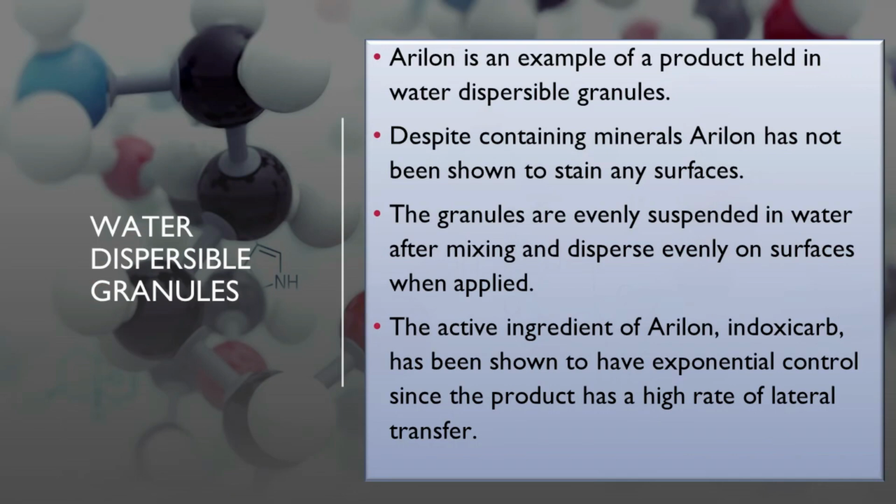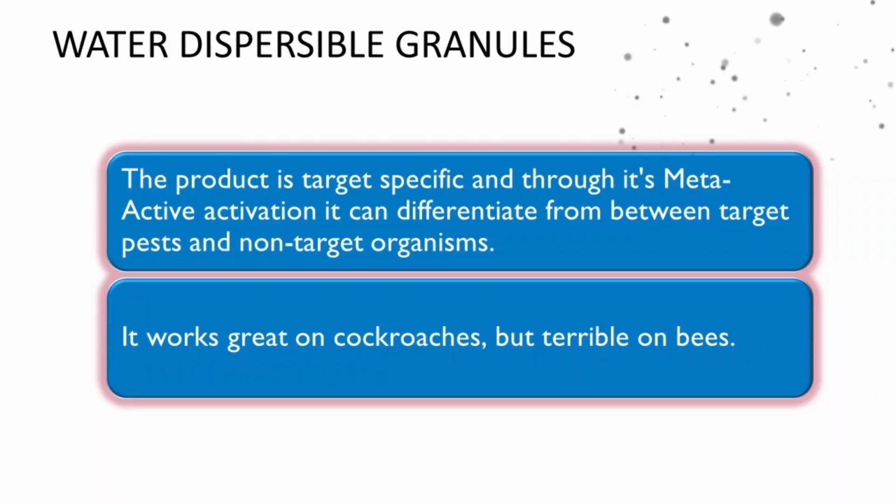Water dispersible granules. Arilon is an example of a product held in water dispersible granules. Despite containing minerals, Arilon has not been shown to stain any surfaces. The granules are evenly suspended in water after mixing and disperse evenly on surfaces when applied. The active ingredient in Arilon, indoxacarb, has been shown to have exponential control since the product has a high rate of lateral transfer.